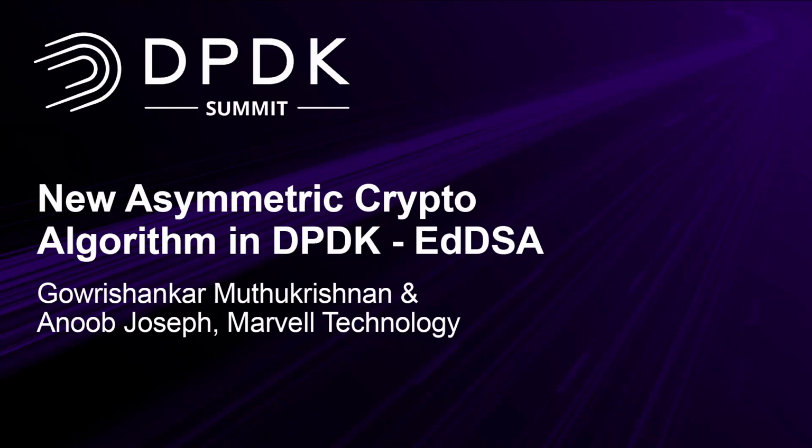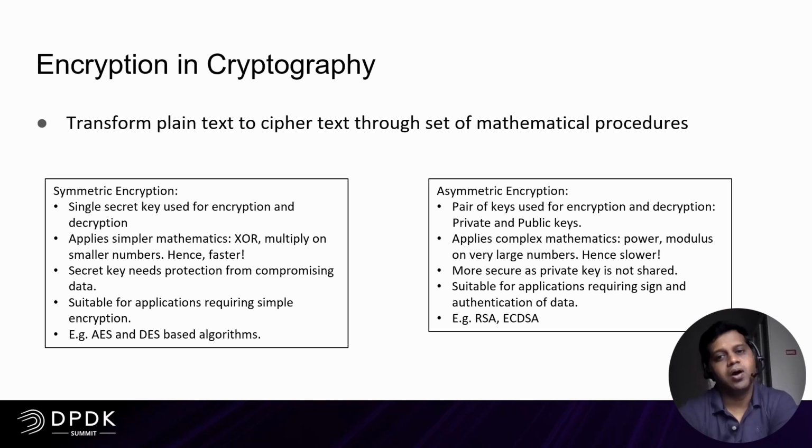In cryptography, to encrypt data, a secret key is used. Based on how the secret key is generated and used, encryption is either symmetric or asymmetric. In symmetric encryption, the same secret key is used by both sender and receiver, meaning encryption and decryption use the same key. It applies simple mathematical operations such as XOR and multiply, but on smaller numbers.